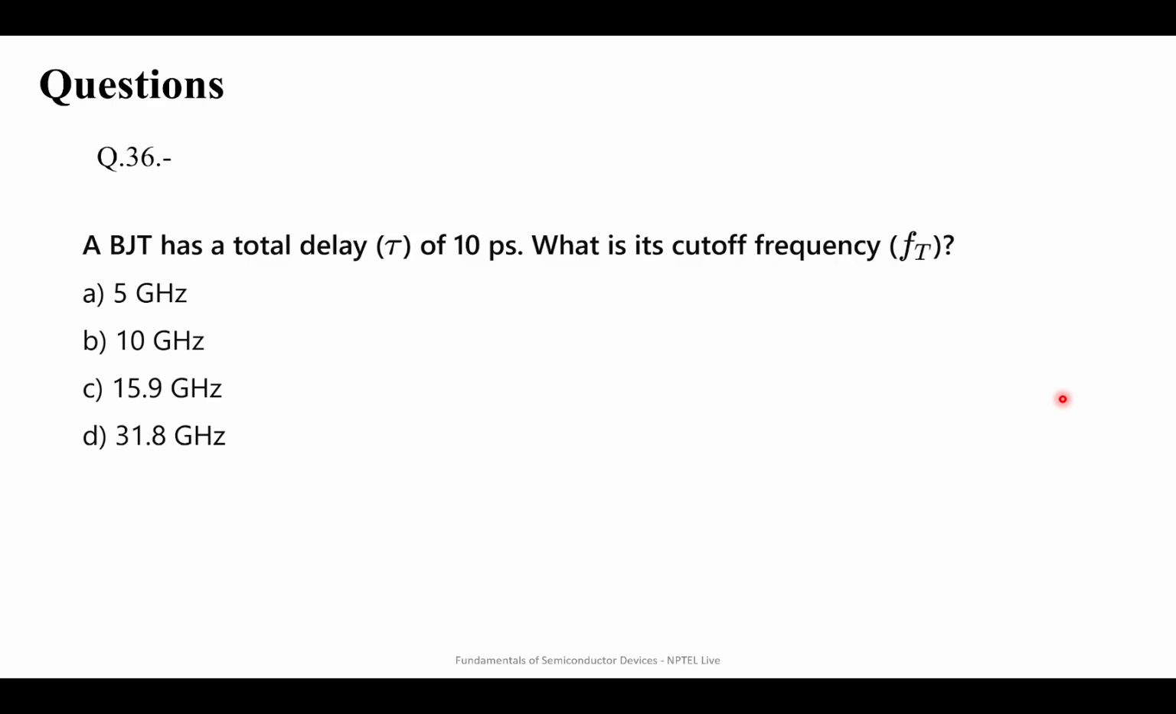So next question. A BJT has a total delay tau of 10 picoseconds. What is its cutoff frequency FT? 5 gigahertz, 10 gigahertz, 15.9 gigahertz, 31.8 gigahertz. That is correct. So the answer would be 15.9 gigahertz. Your FT is given by 1 by 2 pi tau. And if you put tau as 10 picoseconds and you solve, you will get 15.9 gigahertz.